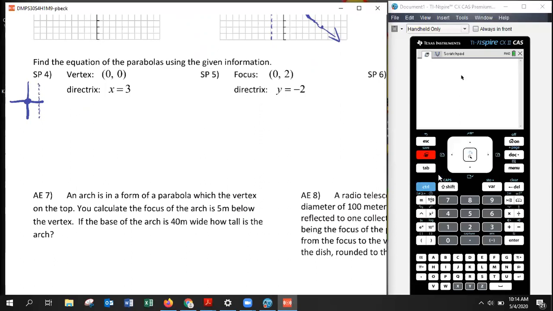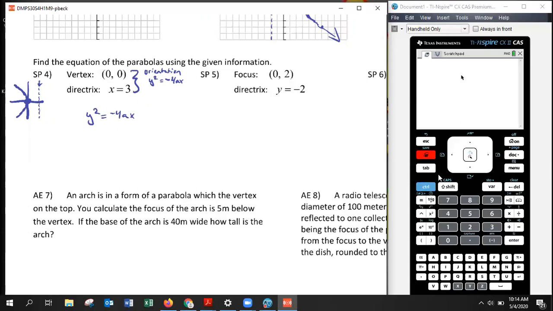Then what does this tell me? First of all, these two pieces together tell me my orientation. And that orientation, if the directrix is on the right side, means the parabola is going to have to open up to the left. So that orientation tells me it's going to be a y squared, and it's going to be a negative 4ax. So that's actually how I'm going to begin. I will say y squared equals negative 4ax.